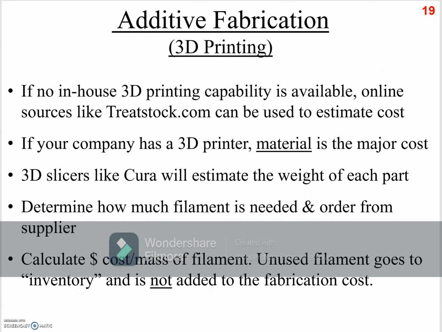And lastly, we have additive fabrication, which includes 3D printing. If no in-house 3D printing capability is available, online sources like Treatstock can be used to estimate a cost. If your company has a 3D printer, material is the major cost here. 3D slicers like Cura will estimate the weight of each part, and you can also determine how much filament is needed and order that from a supplier. In order to calculate the cost, you'll take your total cost and divide that by mass of filament. Any unused filament will go towards your inventory and will not be added to the fabrication cost.